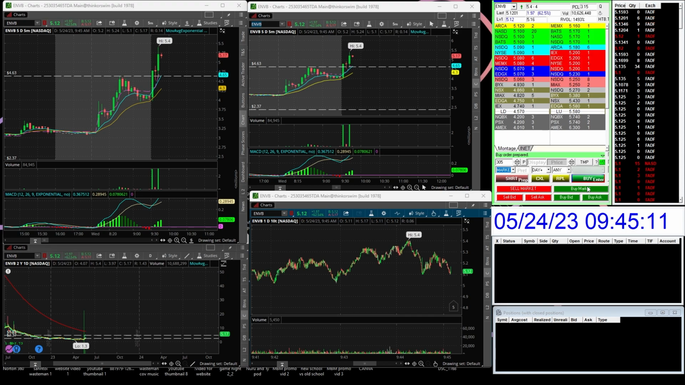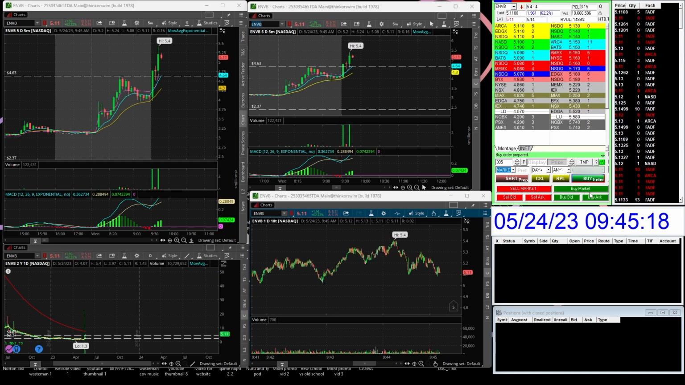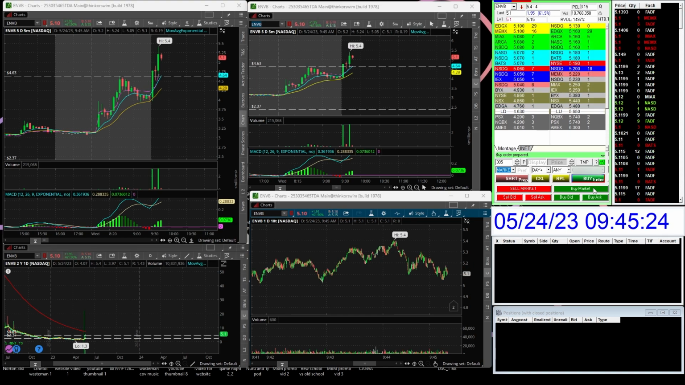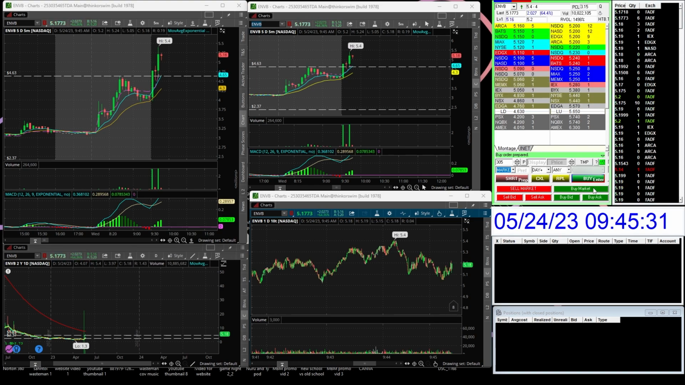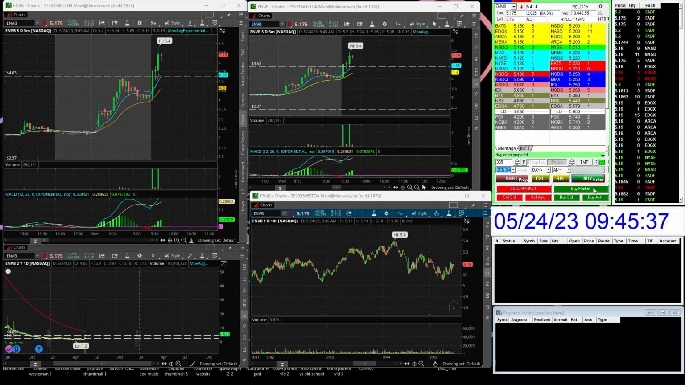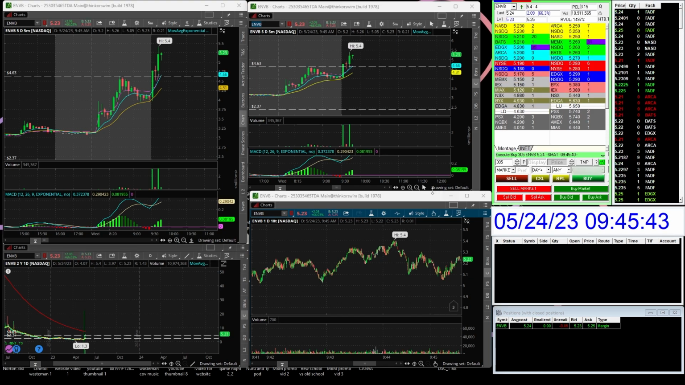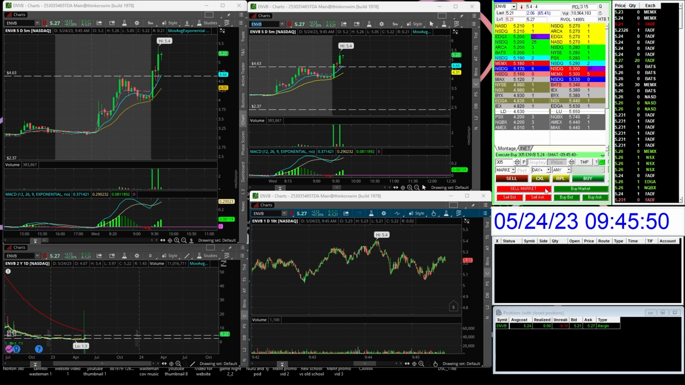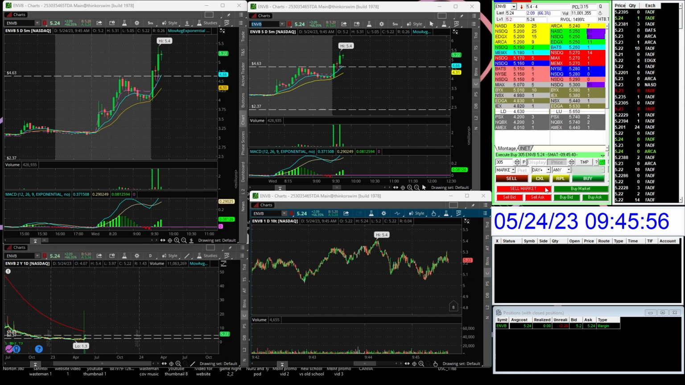There's a lot of selling. We got some support. I got a fill of 524. There's a lot of resistance. Question, can we break through that resistance?